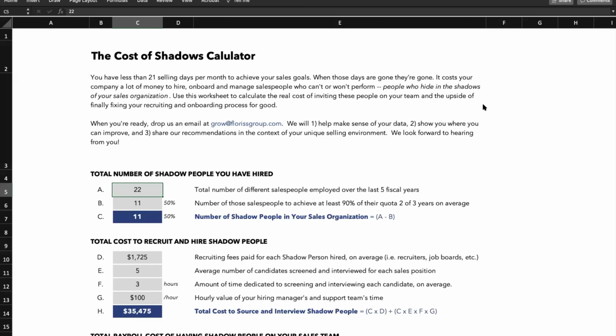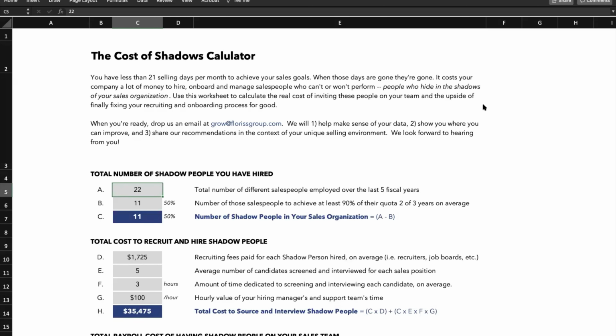What we think of when we think of a shadow is a place where someone can hide. And what we strive to do in a sales organization is eliminate the shadows, right? We want to illuminate every corner of our organization so there's nowhere for someone to hide. And that really comes from the manager providing an absolute level of accountability. People who hide in the shadows, we refer to as shadow people.